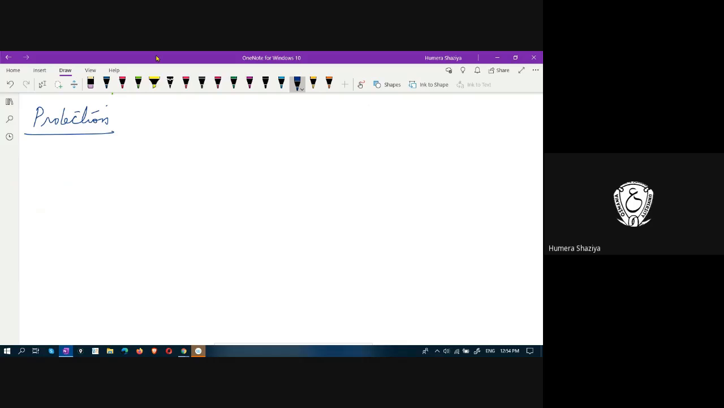Okay, so protection. What is protection? Protection is a set of mechanisms that controls access to the processes or to the resources. It is a set of mechanisms to control access to resources. What is the difference between security and protection?